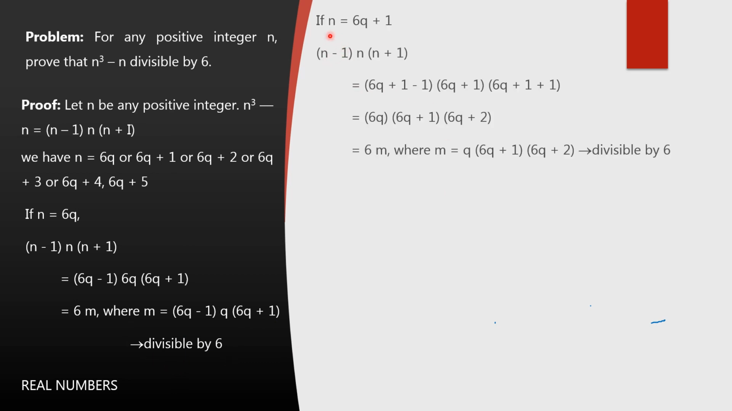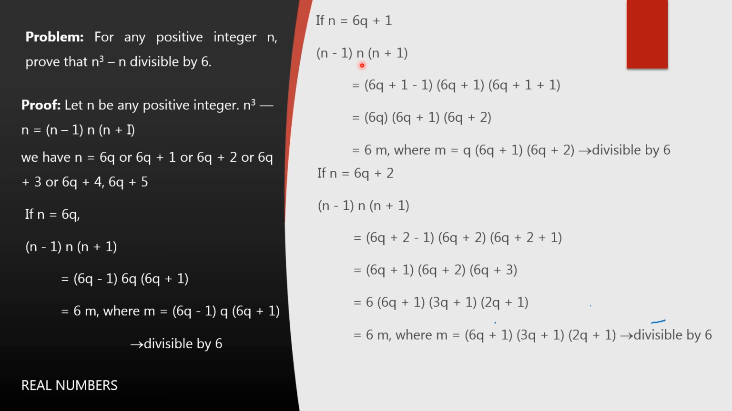Come to case 2, n is equal to 6q plus 1. Now the product is n minus 1 into n plus 1. Now 6q plus 1 minus 1 into 6q plus 1 plus 1. Now simplifying, 6q and 6q plus 2. Here 6 is there already. You can write this as 6m, where m is the remaining portion except 6. q into 6q plus 1 into 6q plus 2. As there is no remainder, this is divisible by 6.